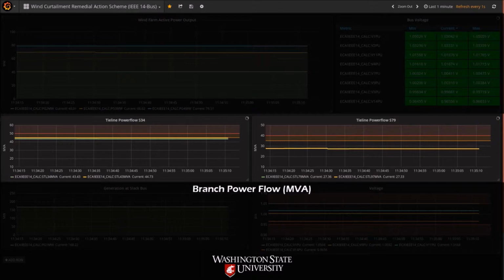Here is the section that monitors the power flow on the system branches. We consider the branch from bus 3 to bus 4 and the branch from bus 7 to bus 9 in this demo. We set different overloading thresholds based on the line ratings on these branches.